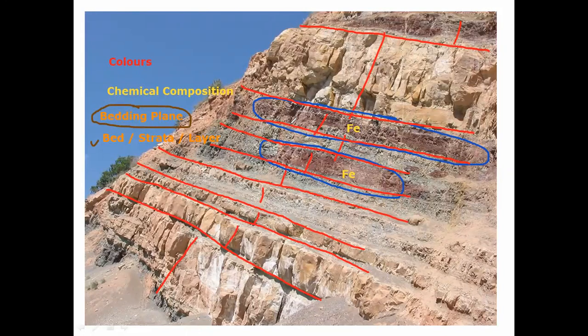The simple definition of the bed or strata, using the word bedding plane, is that it is the area bounded on both sides by bedding plane. Okay. The area which is bounded on both sides by bedding plane.